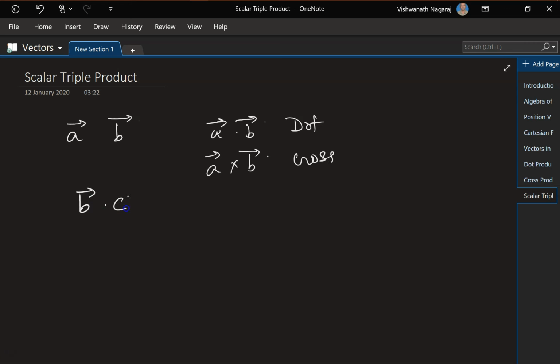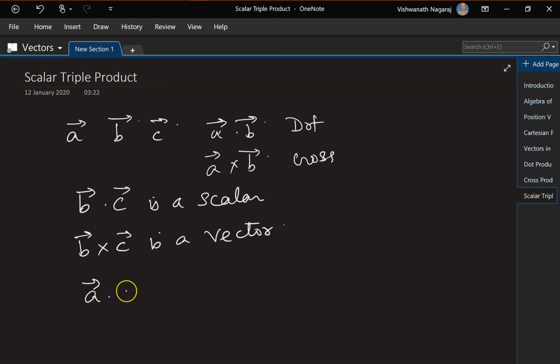A dot B is a scalar. The result is a scalar. A cross B is a vector. Right? So remember this. Now, what if there is another vector, a third vector? So a product of three vectors is called a triple product. Okay, so what are the possibilities?